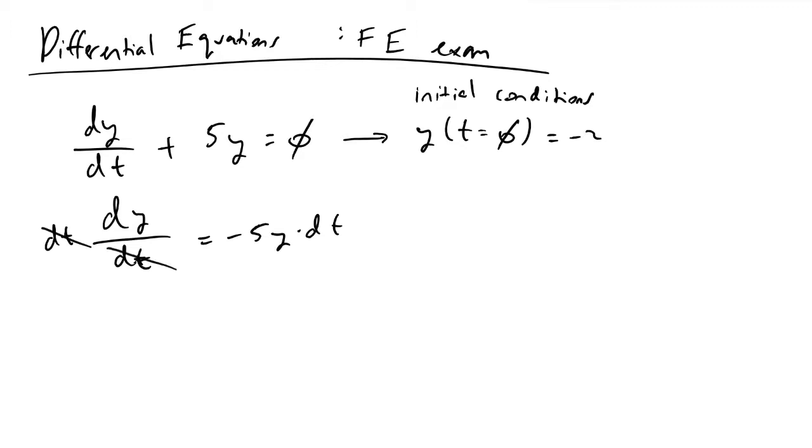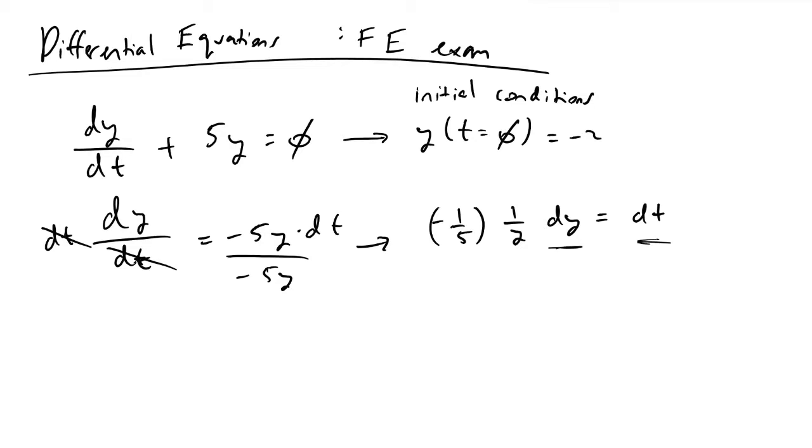we can see that, and then dividing by minus 5y, we end up with minus 1/5 times 1 over y times dy is equal to dt. We now have y on one side and t on the other side of this equation. If we now integrate both sides of this equation, we can get one step closer to our final solution. And our ultimate goal here is to get y as a function of t for our given differential equation.